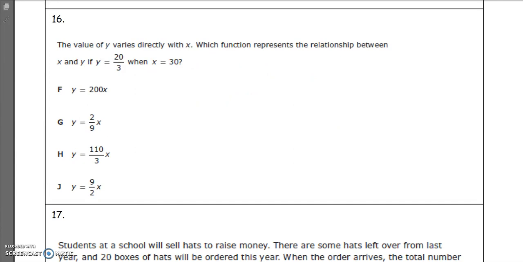Okay, number 16 says the value of y varies directly with x. Which function represents the relationship between x and y if y equals 20 over 3 when x equals 30? Okay, we have a couple ways we can look at this, but we've talked about this before. Anytime we see varies directly, we're just comparing, and it said y varies with x, so that's what we're comparing. So now if I take what they've given me, y is 20 over 3, and I'm going to compare that to my x, which is 30.